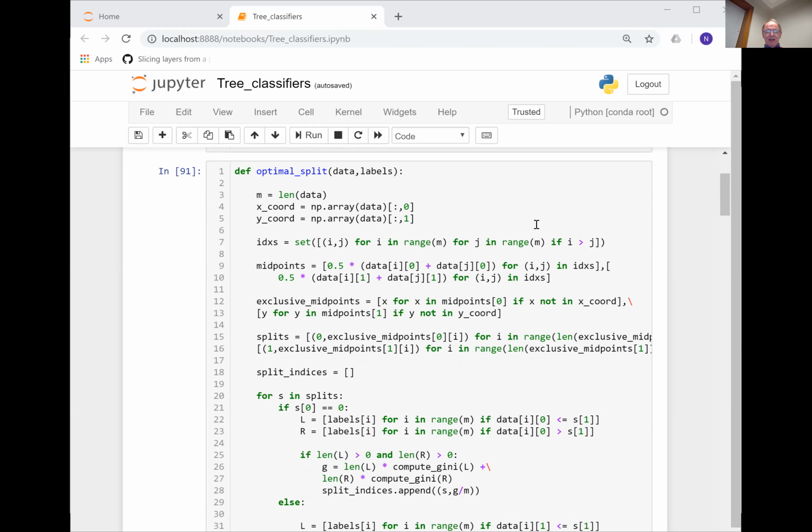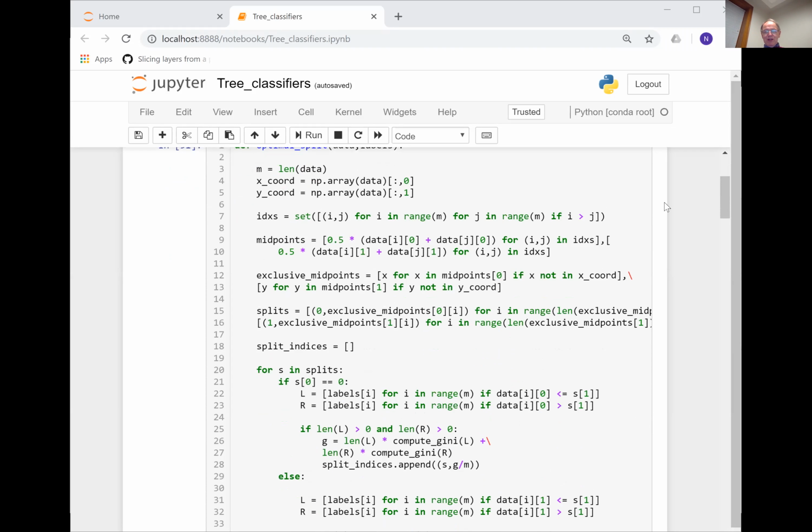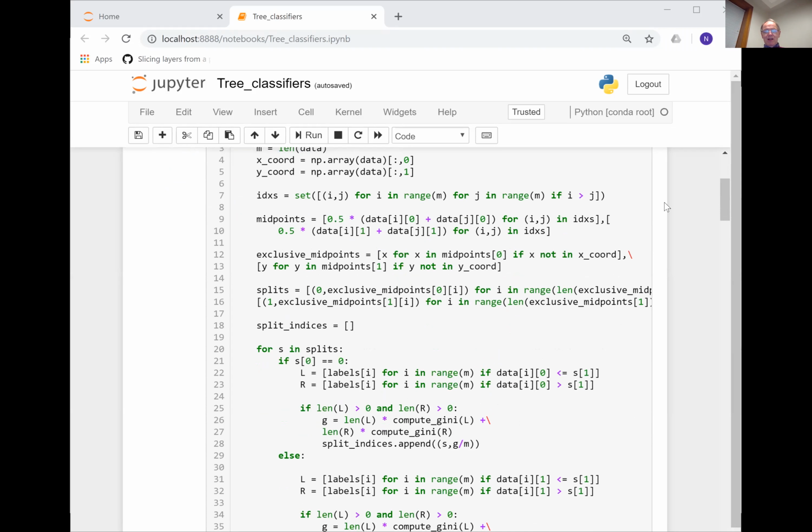Oh. So for the optimal split, again, we're going to look at all the possible splits that we can make, and for each of them, we're going to compute the Gini index. We're going to compute first all the midpoints here, and then we're going to throw out those midpoints that are actually coordinate points of the data set. And then we're going to look at all the possible splits that we can make here.